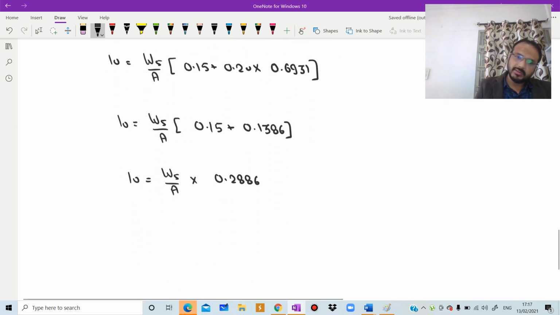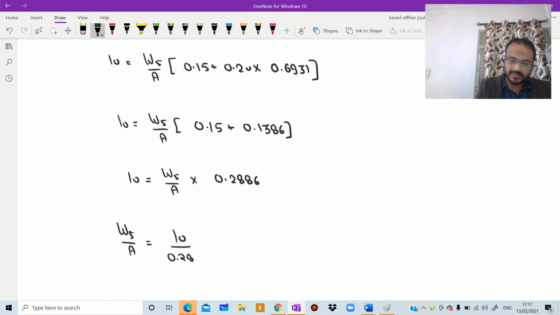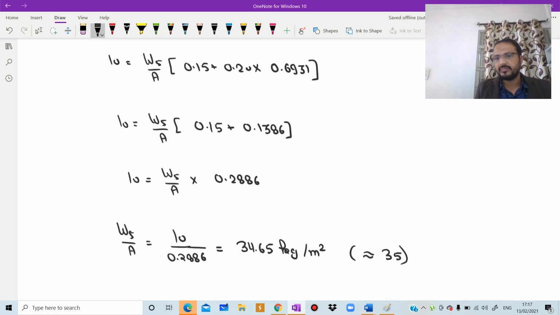One equation, one variable: Ws by A is equal to 10 by 0.2886, and we will get 34.65 kg per meter square, and the nearest integer is 35.